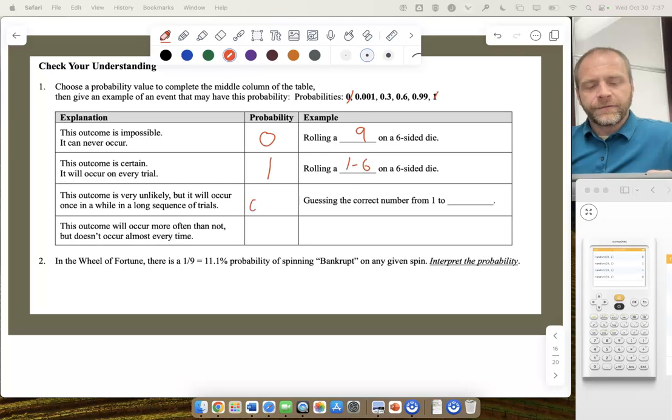So I'm thinking here. And then this outcome will occur more often than not. More often than not. That phrase is important. So that probably means a little bit more than 50%. But it doesn't mean it's going to occur every single time. So we have our different ones.